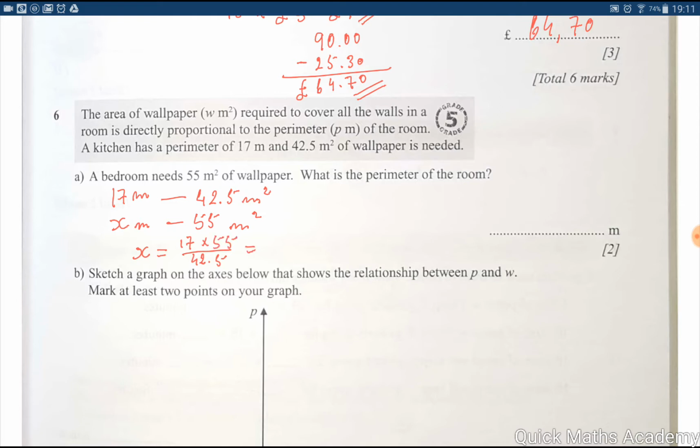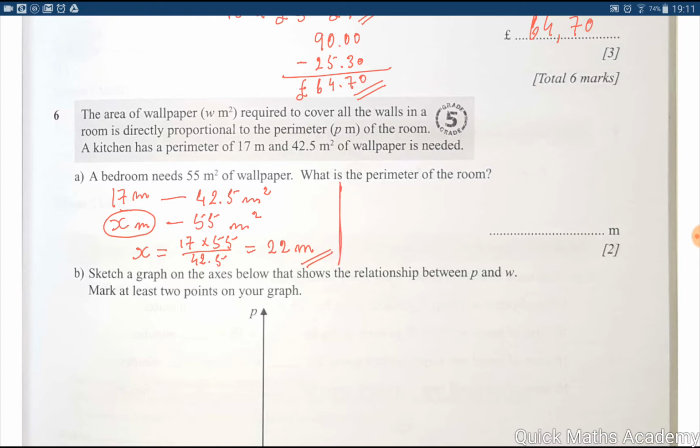That will give me, let me work it out. So we have 17 times 55 divided by 42.5, that will give me 22. 22 what? 22 meters, because I'm on this side, the side of the meters of the perimeter. So 22 meters is the answer.